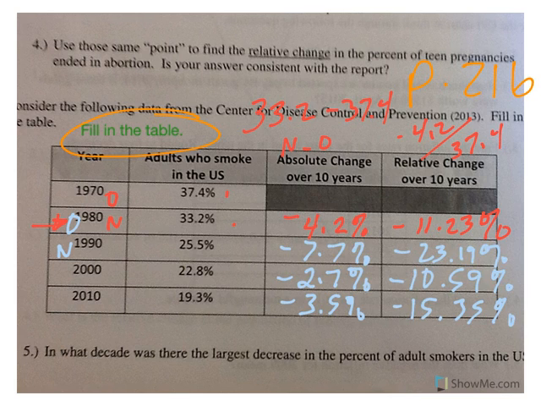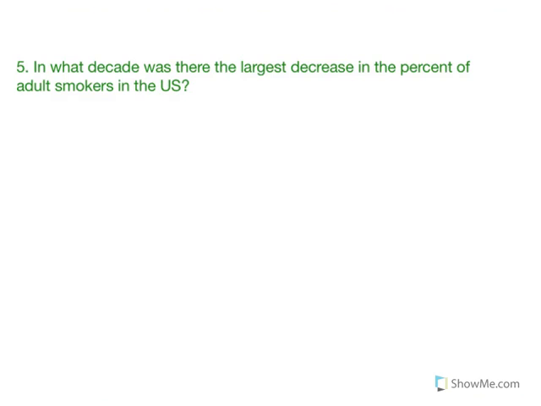All right, I've got my absolute and relatives in there. Notice how from 1980 to 1990, we got a big jump here, and 7 less smoked and a 23% decrease. So pretty significant. Again, if you have any questions about this table, shoot me an email and let me know, and I'll get back to you.